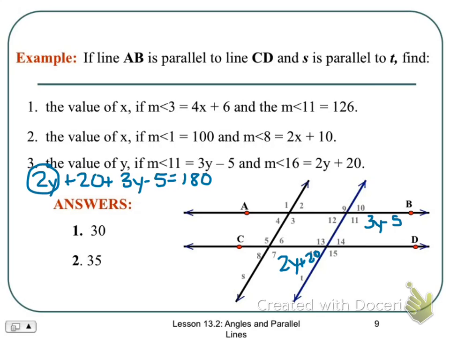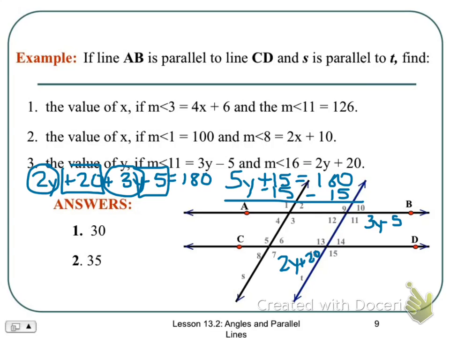And then we have some like terms to combine. So we'll get 5y plus 15 equals 180. So 5y is equal to 165, and y is equal to 33 degrees.